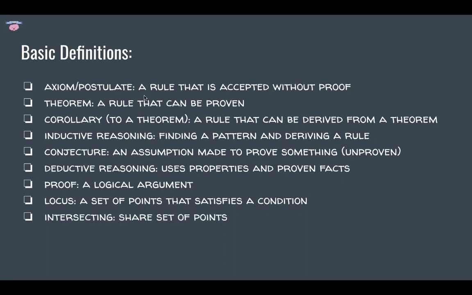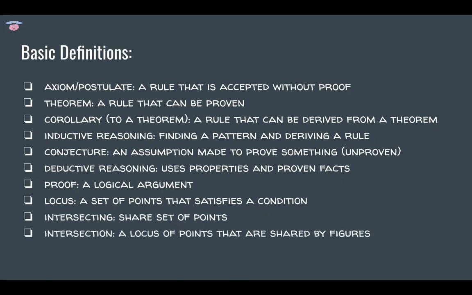If two figures intersect, that means they share a set of points. Following this, an intersection is the locus of points that are shared by the figures. So if this triangle and this circle intersect, they intersect because they share points, and the intersection is the points that they share.